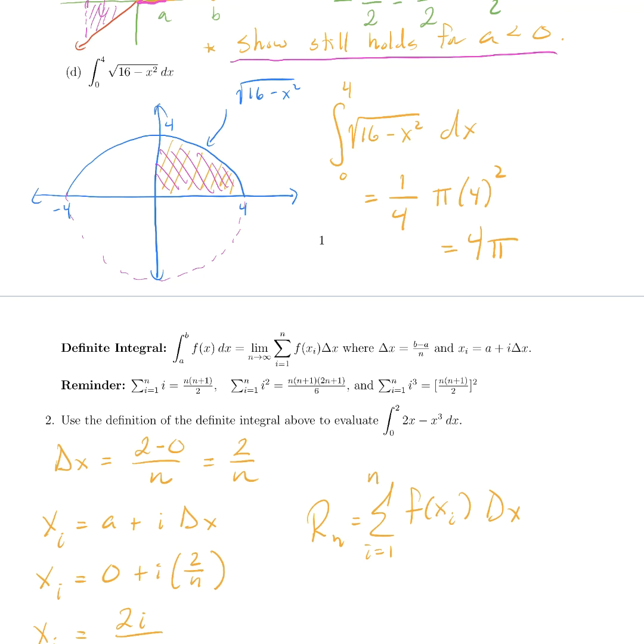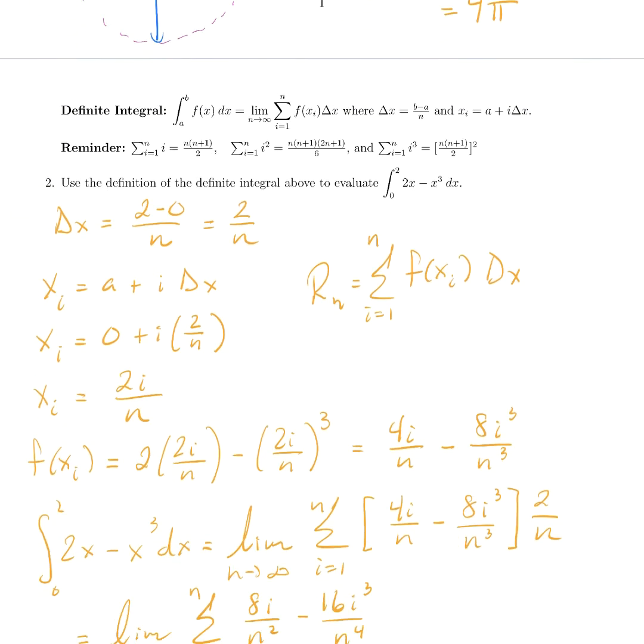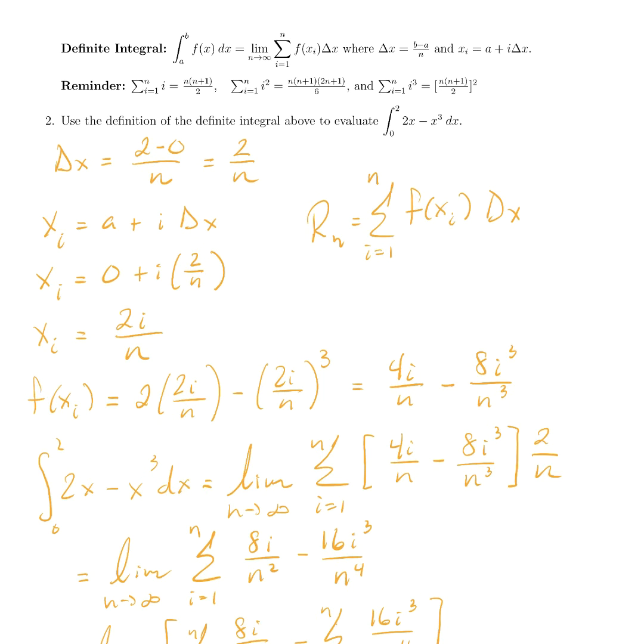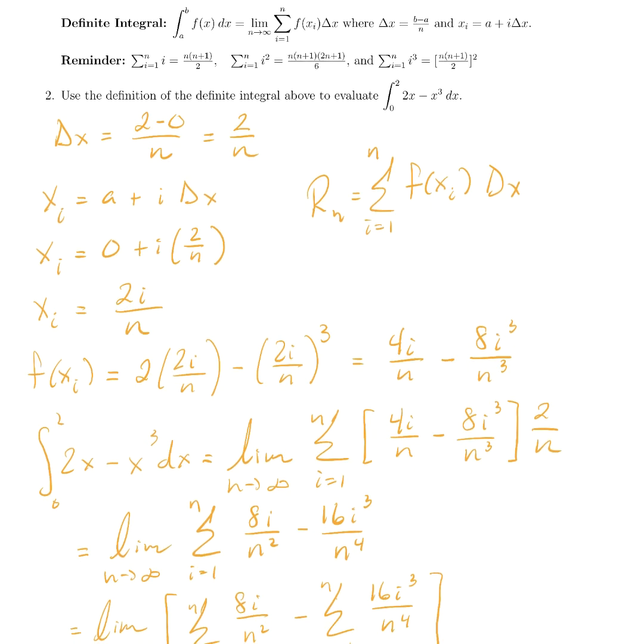All right, here is the one problem that asks you to tackle this using Riemann sums, the right-hand sum in particular. And so we want the definite integral from 0 to 2 of 2x minus x cubed. All right, so what do we need to get our hands on? Delta x, it's 2 minus 0 over n, or 2 over n. Looks just like the example from the introduction. So x sub i is a plus i delta x.